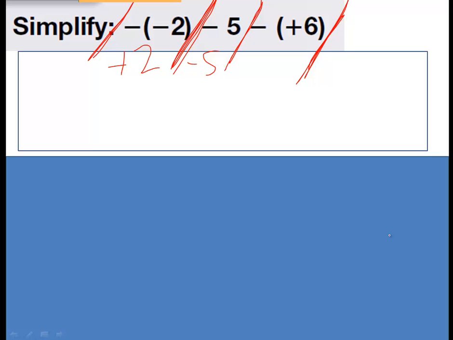Now I've got a negative and a positive, which is, anytime you have a negative and a positive, the answer is going to be negative. So this is going to be -6. Now I can combine these two together, and they equal -11, and I can add them to my 2, so my answer is going to be -9.